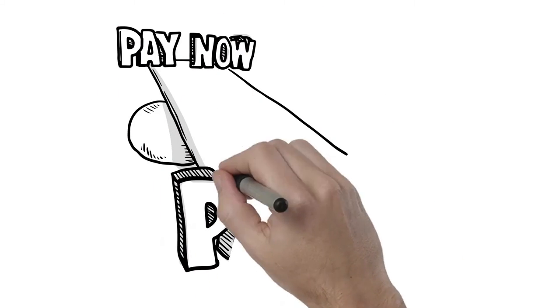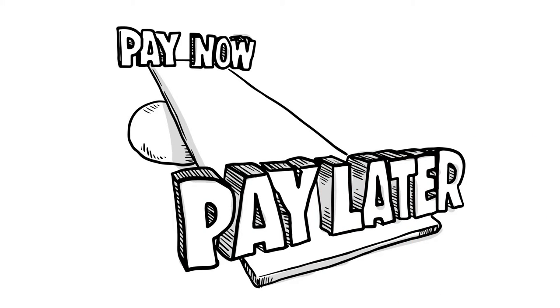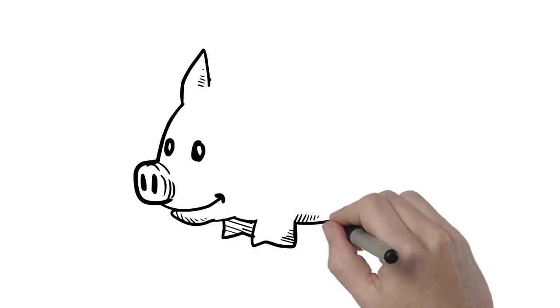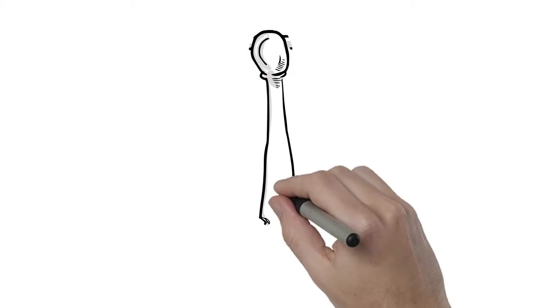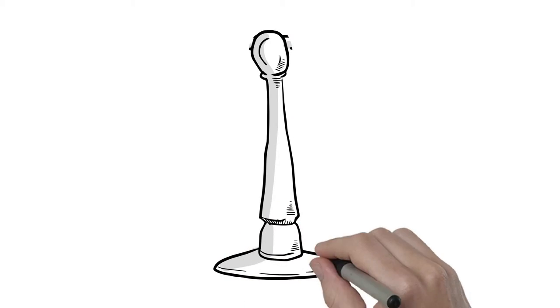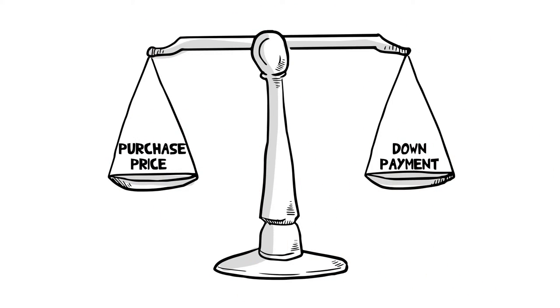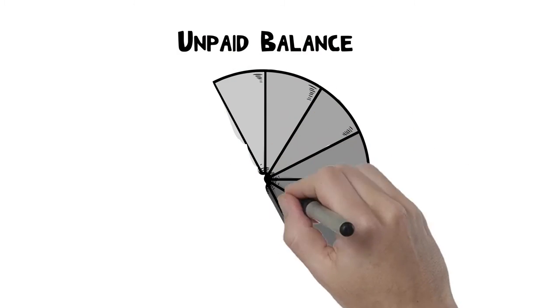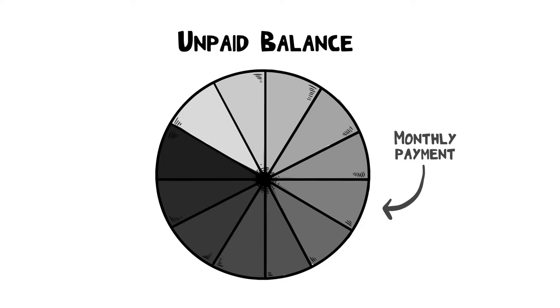Financing lets Joe and Maria pay a little bit of money now and then pay the rest of it later, over time. The part they have to pay now is called a down payment. The part they have to pay later is called the unpaid balance. It's the difference between the purchase price and what they gave as a down payment. The finance company lets them pay a small amount every month. That's called the monthly payment.